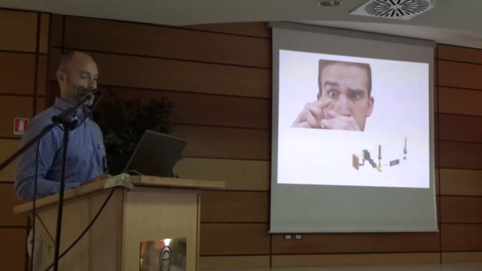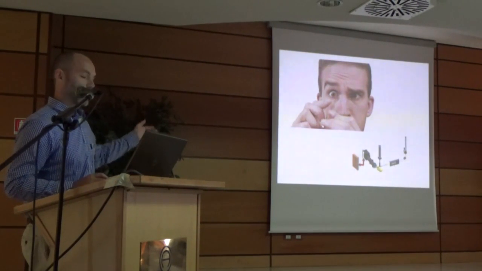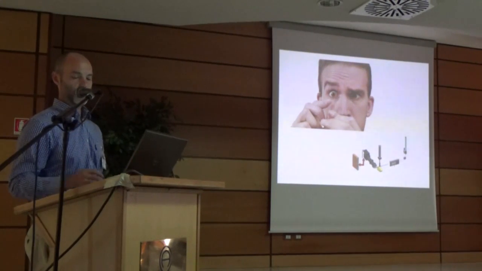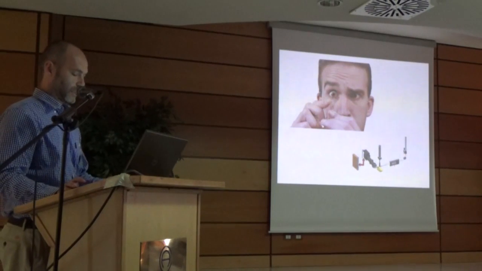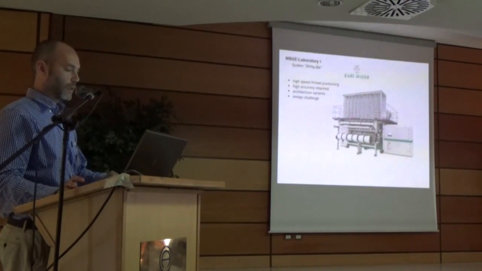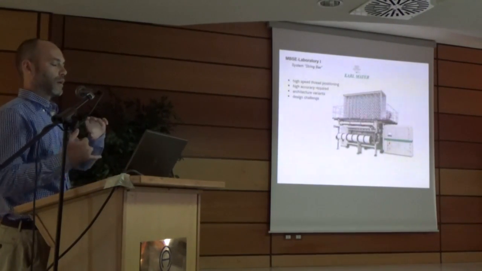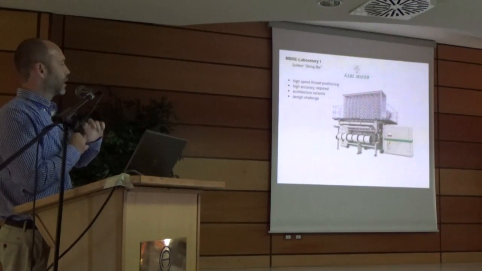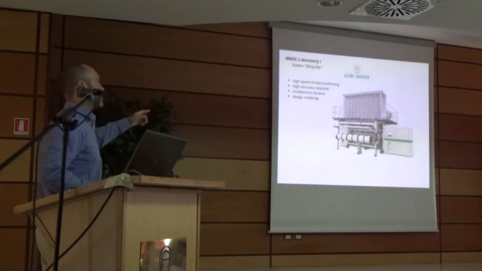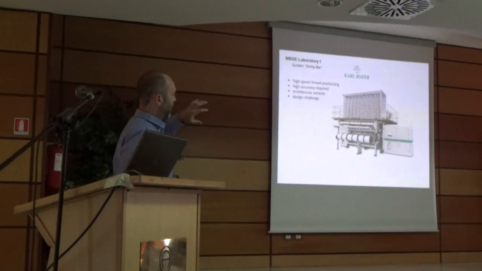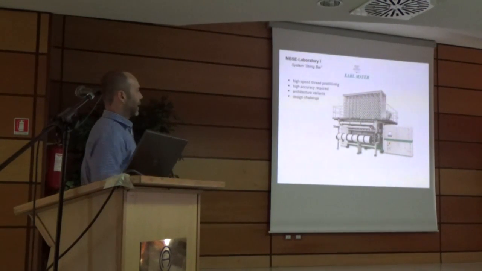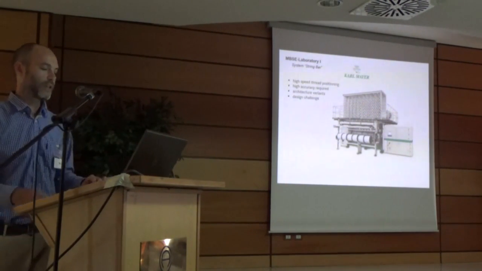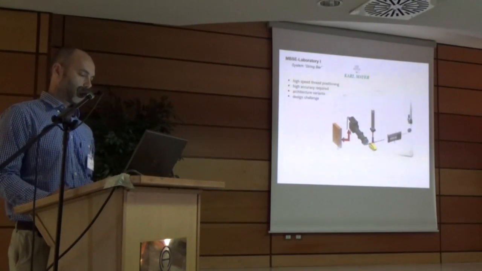So now this is done with high-speed machinery. And this is the machine that Carl Meyer was designing. Here the requirements are high-speed thread positioning. You have a high accuracy required. They wanted to look at different architecture possibilities, completely different designs. And there's a serious design challenge here.